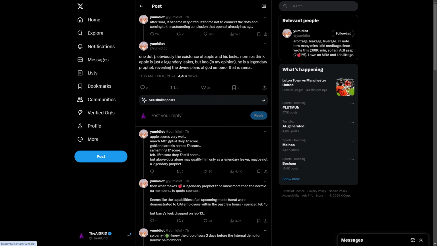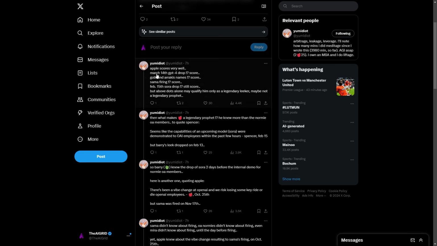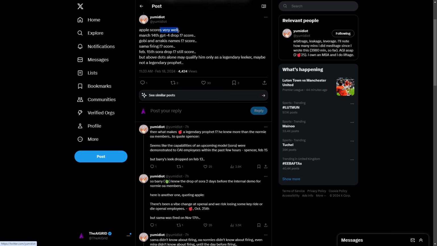So he says one dot is obviously the existence of Jimmy Apples and his leaks. And essentially he states that Jimmy Apples scores very, very well. On March 14th, he got the GPT-4 release date. He got the Gobi and Arrakis names before they were officially released. He also, incredibly, got Sam Altman's firing around a month or two before it actually happened. And on February 15th, he actually got the release date for OpenAI's Sora correctly.